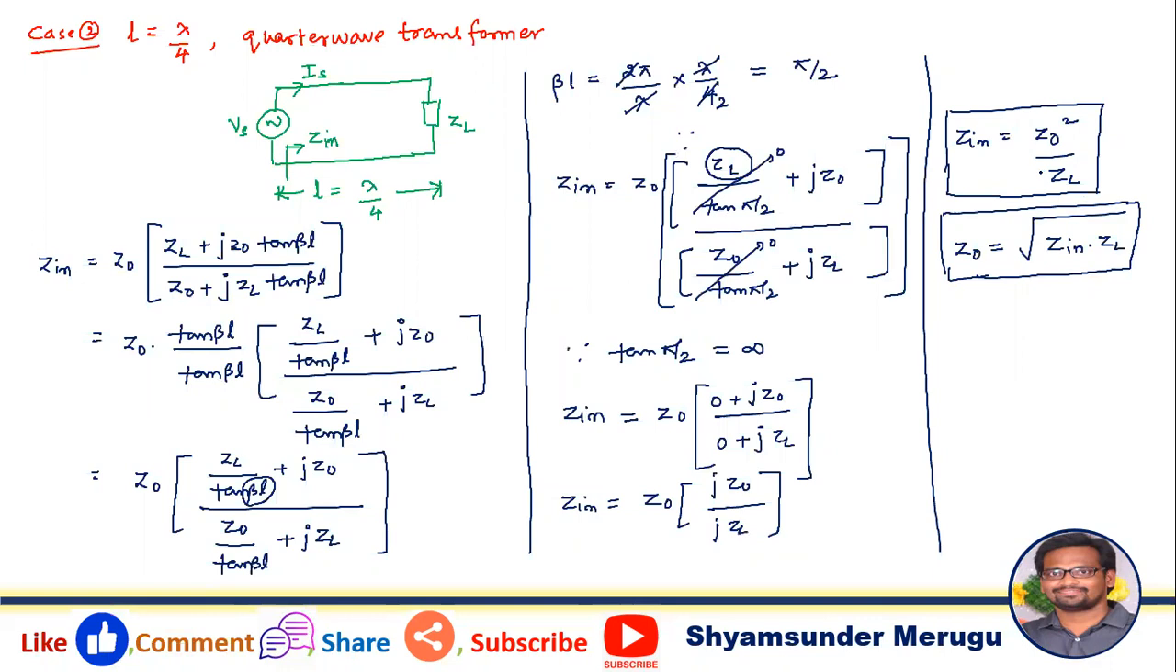The transformer characteristic impedance is equal to the geometric mean of the source impedance, that is the line impedance Zn, and the load impedance, that is ZL. Now the quarter wave transformer has certain applications. So let us see what could be the applications.